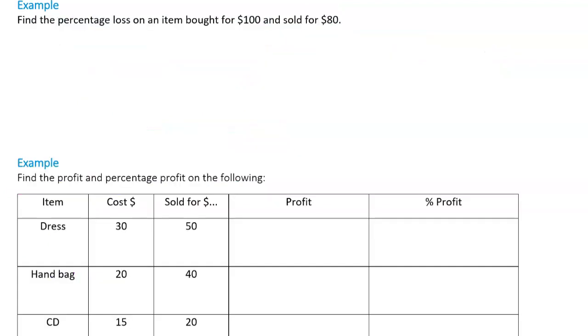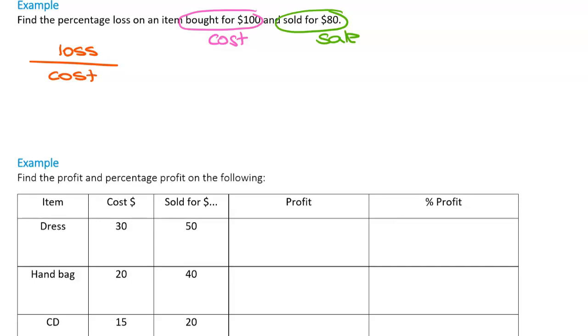Now we want to find the percentage loss on an item bought for $100 and sold for $80. So if it was bought for $100, that is the cost price. And if it was sold for $80, that is the sale or selling price. To find the percentage loss, it's going to be the change divided by the original times 100 over 1%. In this example here, that's going to be the loss over the cost, which is our original price, times 100 over 1%. You can just imagine that as times 100 and add the over 1 and percent at the end as well. What is the loss though?